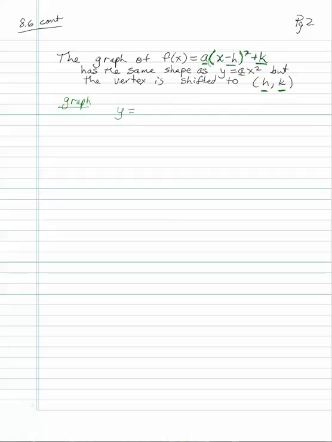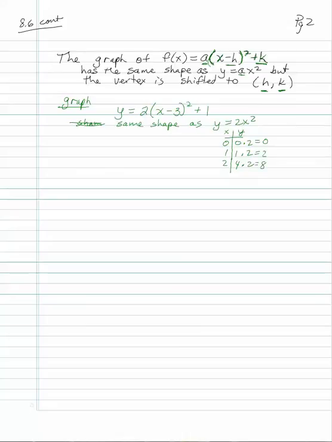So if I want to graph y equals 2 times (x minus 3) squared plus 1, it's going to have the same shape as y equals 2x squared. So I'm going to do my base graph, 0, 0, 1, 1, 2, 4, and then times the y values by 2.